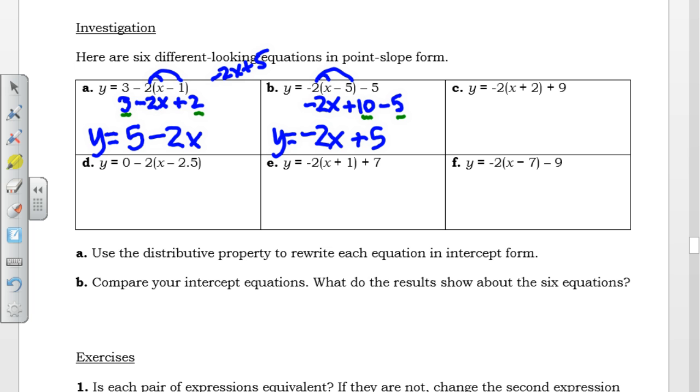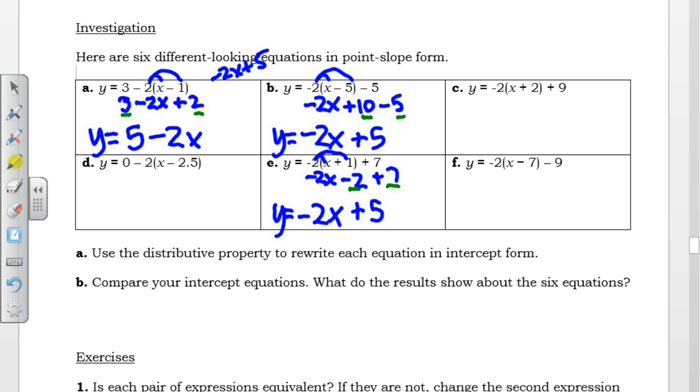I will do just one more. I'll do letter E. I feel like that one's a little different, but not so different. Distribute here. Distribute here. A negative 2 and a positive 1 is a negative 2. And when I do my like terms here, my negative 2x will stay negative 2x, and a negative 2 and a positive 7 make a positive 5.